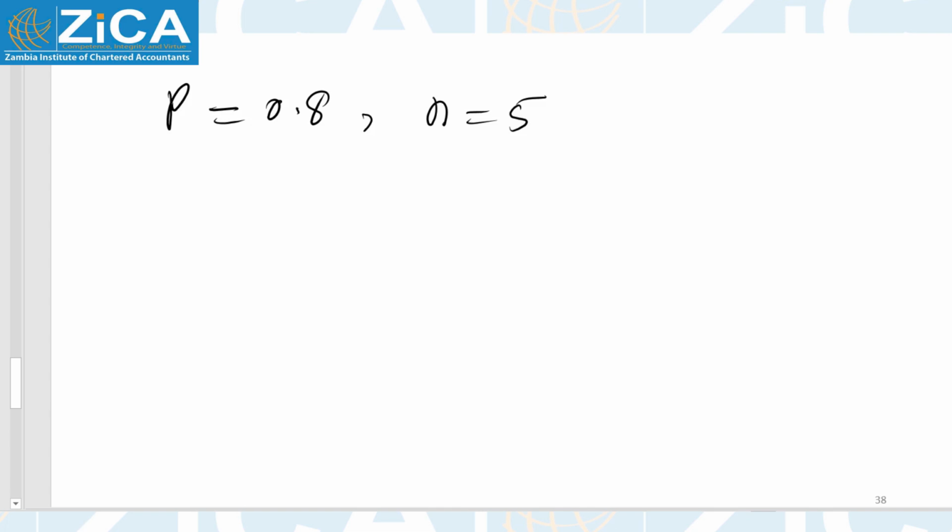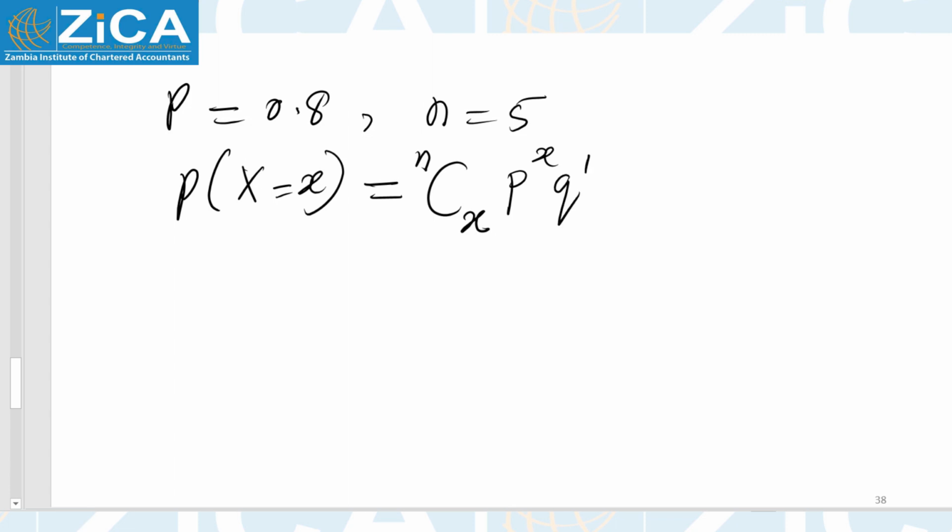So the probability distribution is given by probability of X, assuming a value equal to X. You have got this combination formula, where you are picking X items from the given N. You have got your P to the power X and Q to the power N minus X, where X will run from 0, 1, 2, up to N.